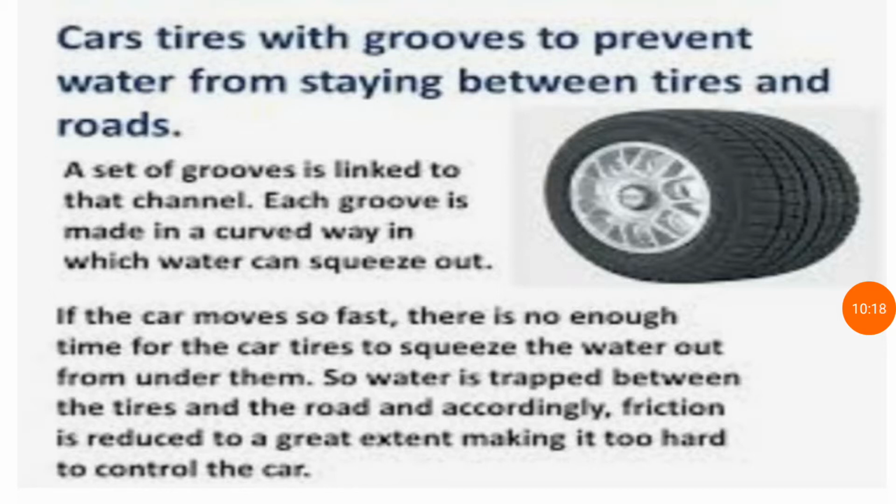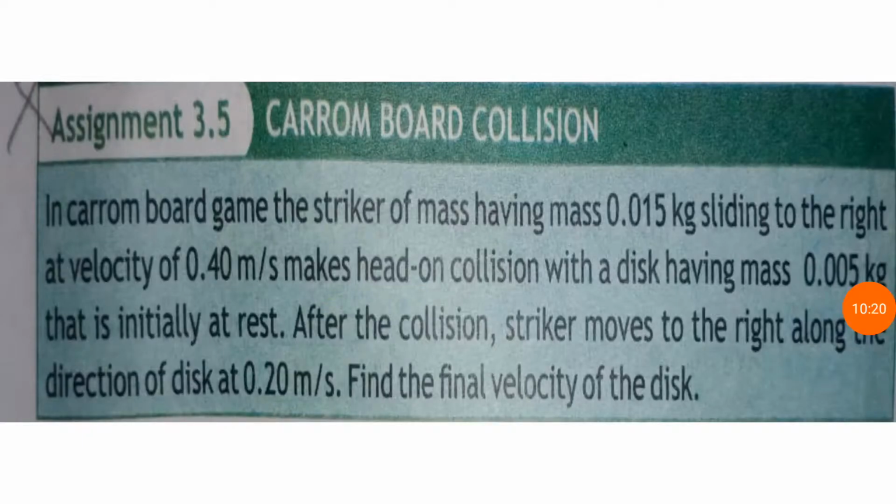Now we start our assignments. We have done 4 assignments in our previous class and today we start from assignment number 3.5. In assignment 3.5, in a carrom board game, the striker having mass 0.015 kg, sliding to the right at a velocity of 0.40 meters per second, makes a head-on collision with a disc having mass 0.005 kg that is initially at rest.